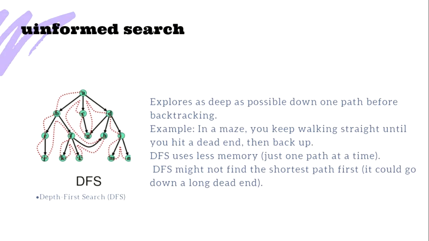The second type of uninformed search is DFS, depth first search. Depth first search explores as deep as possible down one path before backtracking. For example, in a maze, you keep walking straight until you hit a dead end, then back up. DFS uses less memory, or in other words, just one path at a time. DFS might not find the shortest path first; it could go down a long dead end.